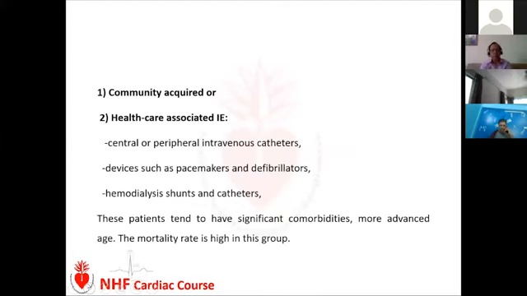According to mode of acquisition, it can be community-acquired or healthcare-associated infective endocarditis that is seen in central or peripheral intravenous catheters, devices like pacemakers and defibrillators, hemodialysis shunts and catheters. These patients tend to have significant comorbidities, more advanced age, and with higher mortality.